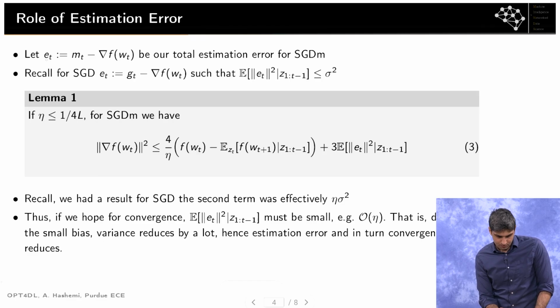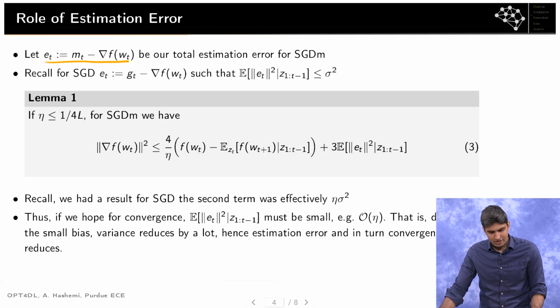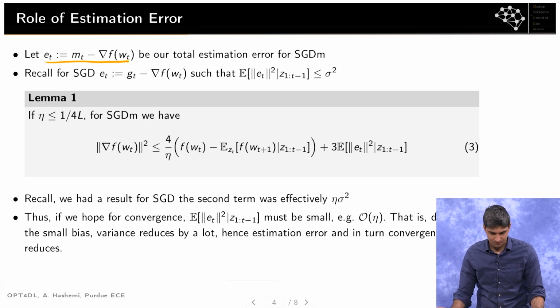So we're going to define this estimation error to be just the difference of our estimator and the true gradient. Okay. So if this is 0, it means that we have perfect estimation. If it's non-zero, we may have both bias and variance, or just some bias or some variance. In this case, we actually have both bias and variance. Okay? So it's our total estimation error.